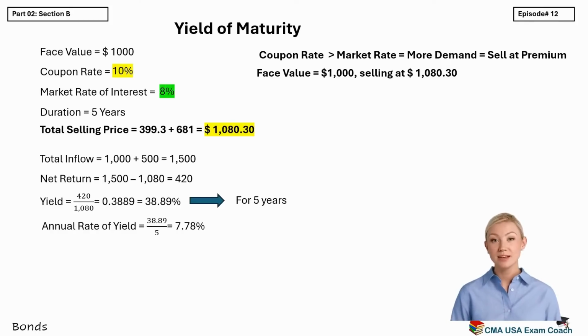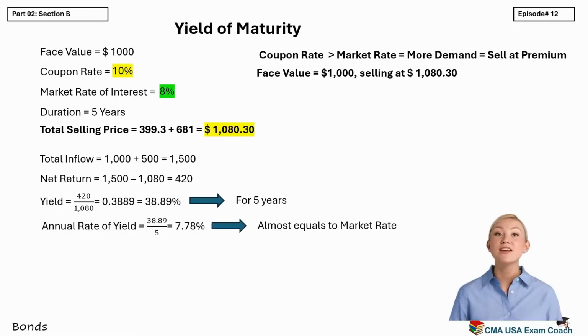So, what does this mean? Even though the bond offers a 10% coupon, since we purchased it at a premium price, our actual annual return, or yield to maturity, is around 7.78%. This confirms a very important principle. When a bond is purchased at a premium, the YTM will be less than the coupon rate. And in this case, it closely matches the market interest rate of 8%, which is expected.